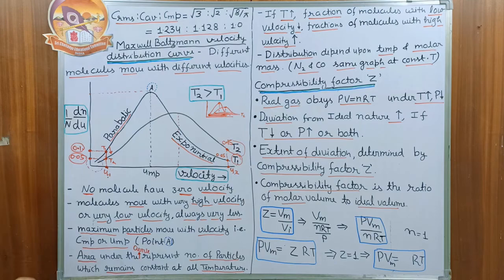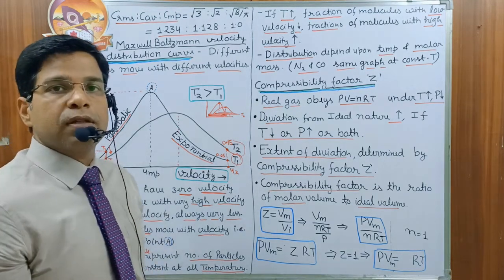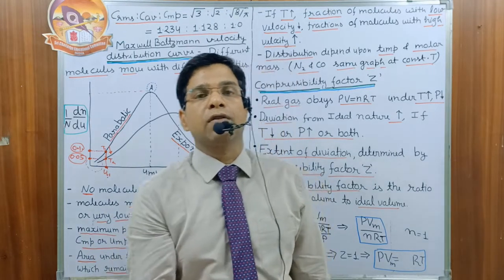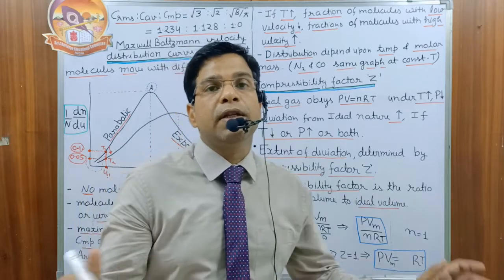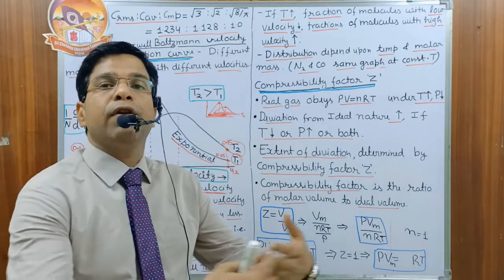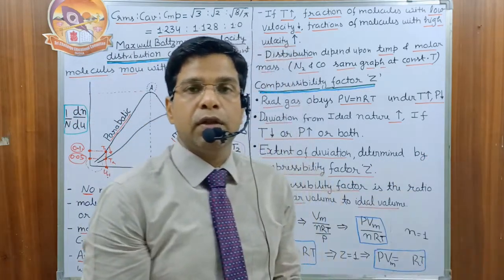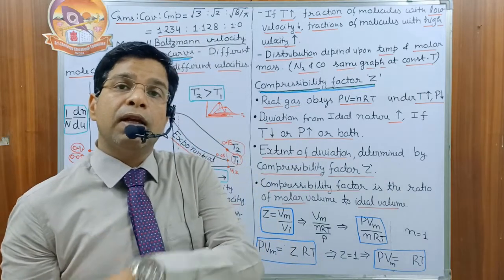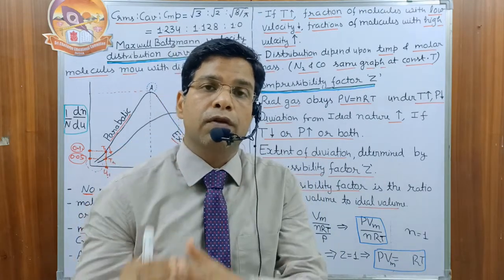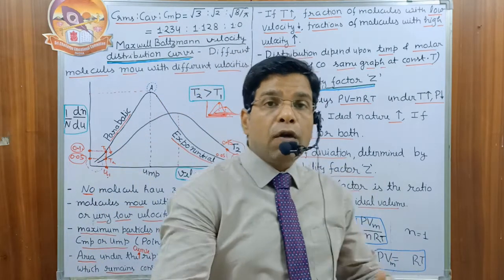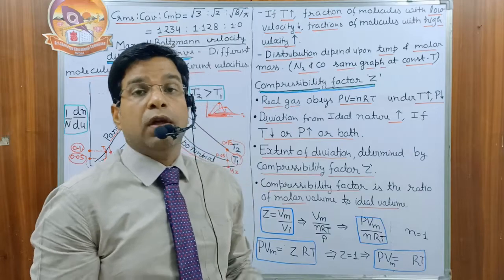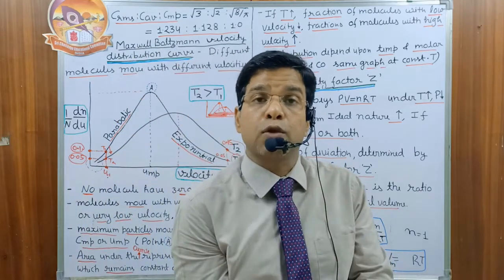So what we need to remember: as the temperature increases, the fraction of molecules with the lower velocity decreases, and the fraction of molecules with the higher velocity increases. Obviously it is quite simple to understand. If we are increasing the temperature, then every molecule will increase its velocity. So the molecules that were moving with less velocity now shift to the higher velocity. Now the fraction with the lower velocity decreases, everyone is moving with a higher velocity, then the fraction of molecules with the higher velocity has to increase.